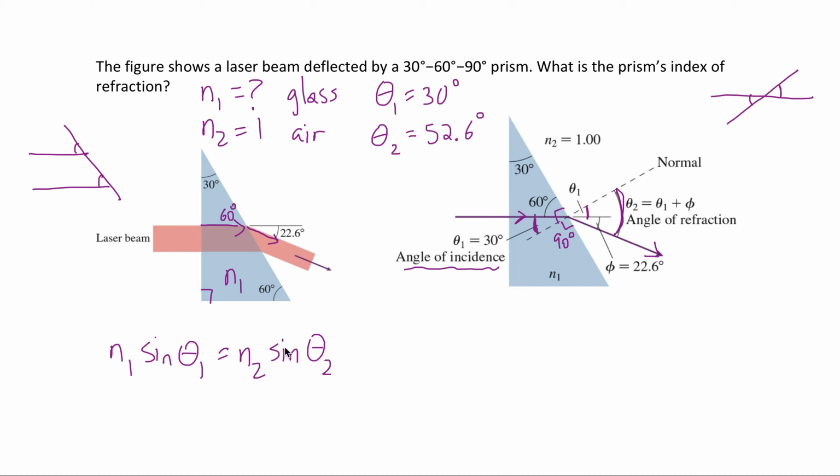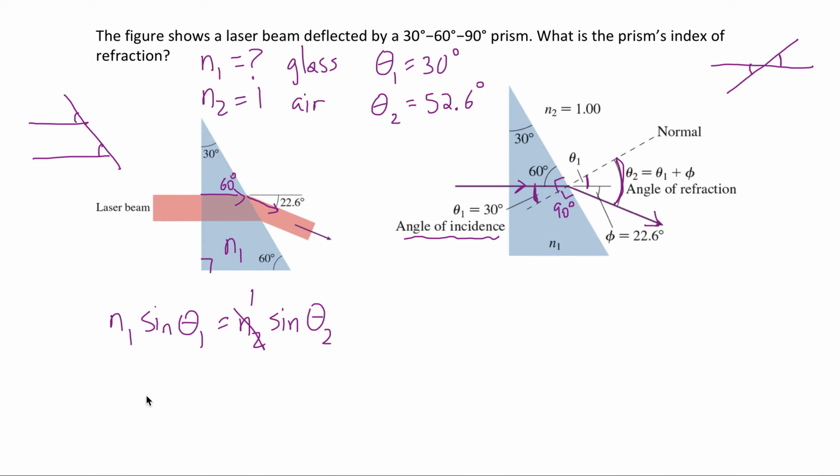And now we can use Snell's law to figure out what is n1. We know that n2 is 1, so that cancels out. And then n1 is going to be equal to sine of theta 2, which is sine of 52.6 degrees, divided by sine of theta 1, which is 30 degrees. Make sure you are in degree mode in your calculator, and that will give us our final answer, which was in the notes, and I'm pretty sure it was 1.59.